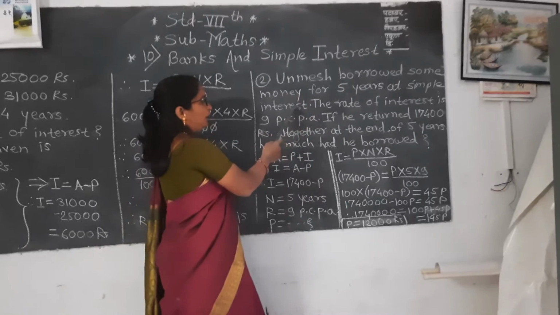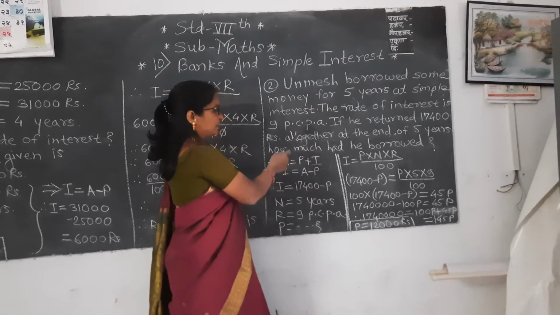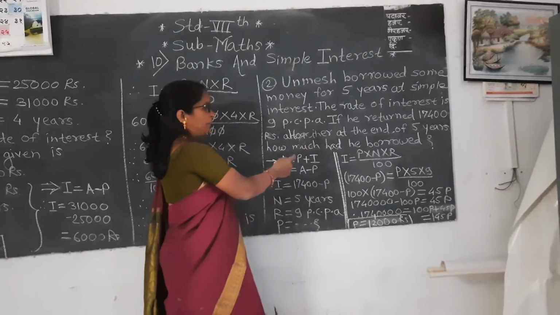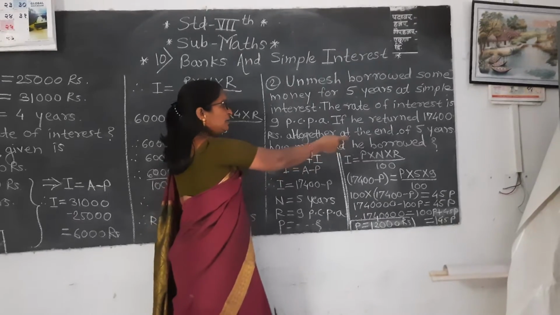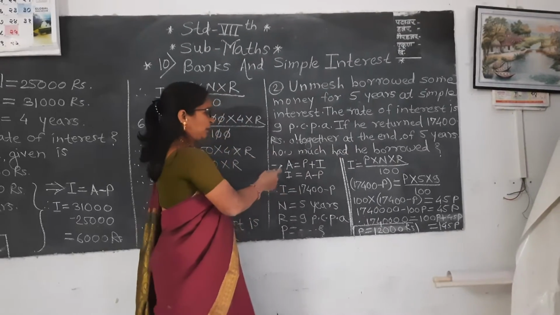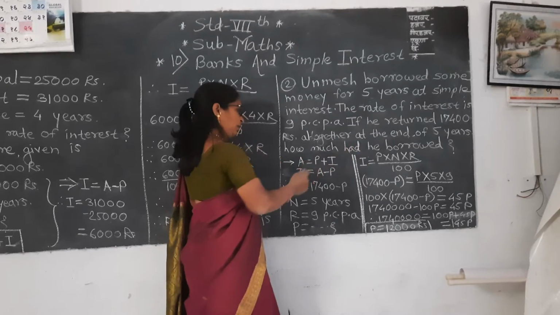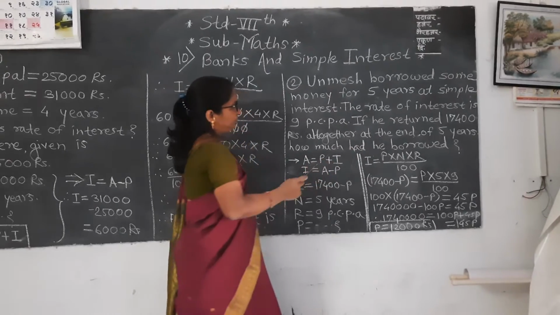Unmesh borrowed some money for 5 years at simple interest. The rate of interest is 9 PCPA. If he returned 17,400 rupees altogether at the end of 5 years, how much had he borrowed?